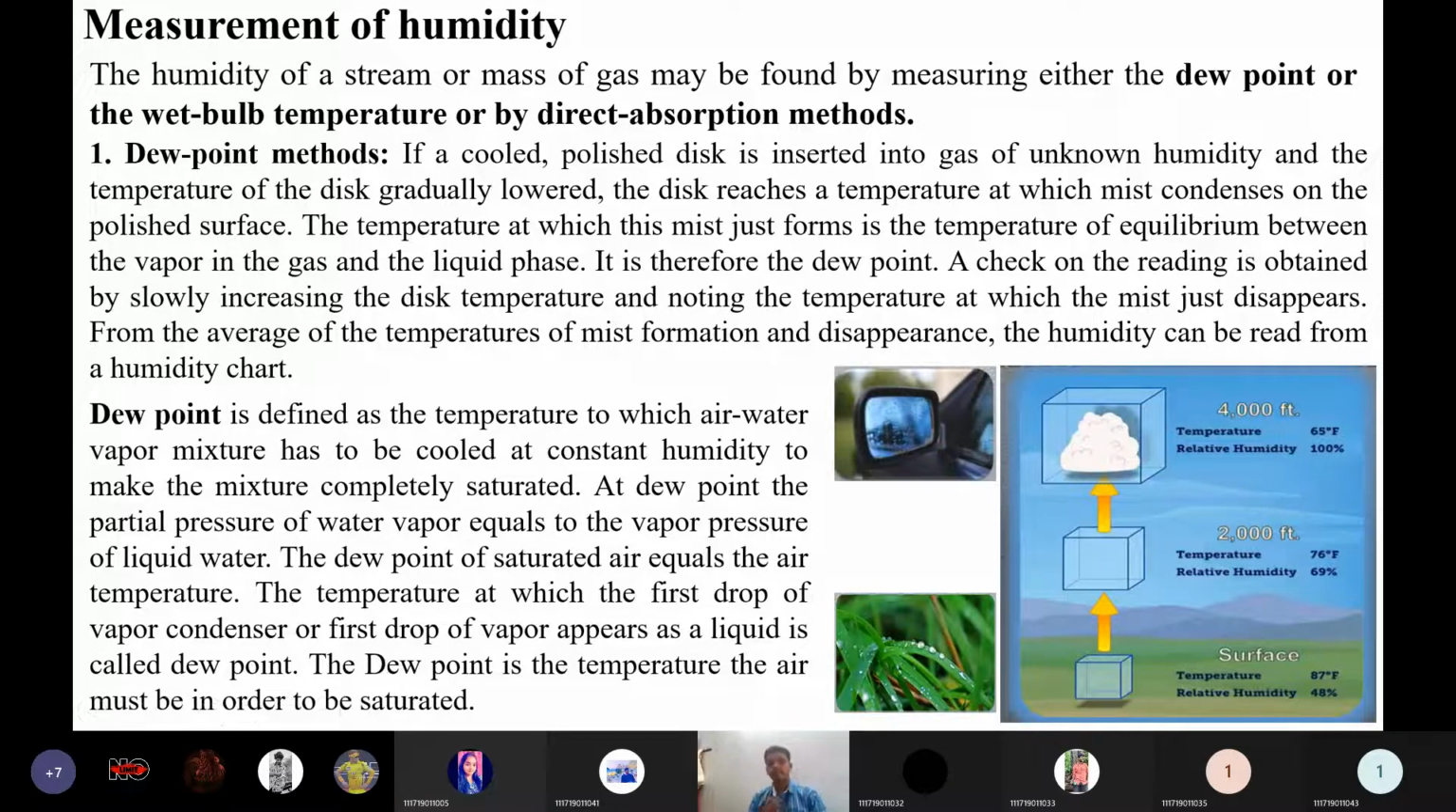The temperature at which the first drop of vapor condenses, or the first drop of vapor appears as a liquid, is called the dew point. Then the dew point is the temperature to which the air must be cooled in order to be saturated. So dew point temperature means the lowered temperature to which we have to bring the air so that it can be saturated. That is called a dew point. Okay, is that clear? Yes, sir. Okay, so that is a dew point.